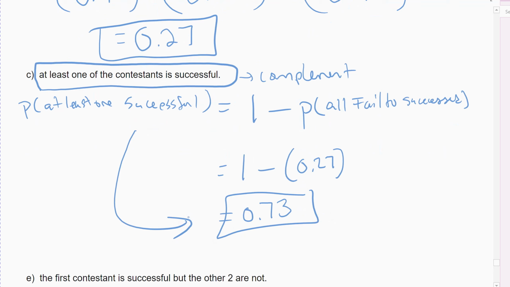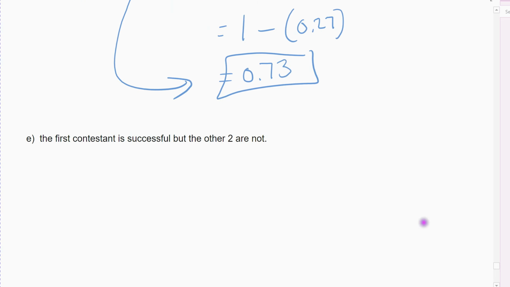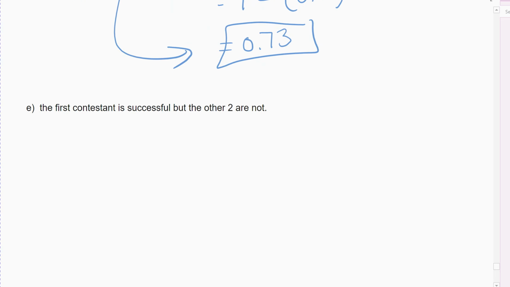So there's a 73% chance somebody's going to make the free throw. Now, the odds are probably that's going to be the first guy. But based on the statistics, there's a 73% chance at least somebody will shoot and make the basket. All right, the last one for this set, this probability application. E. What's the probability the first contestant succeeds and the other two do not? So this is probably the one that's most likely.